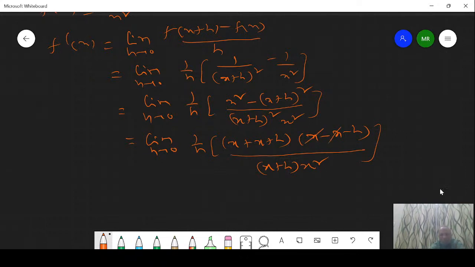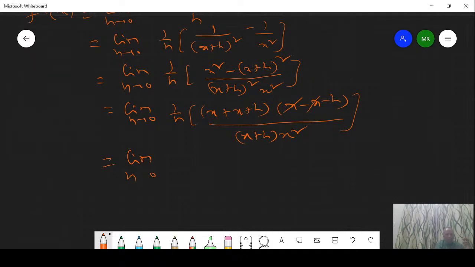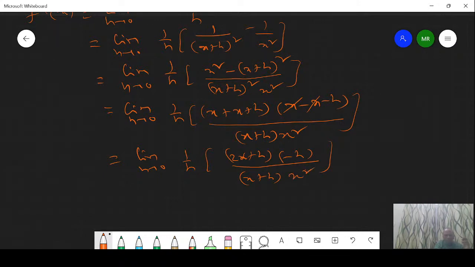Now you can simplify. Limit h tends to 0, 1 by h. This will be 2x plus h, correct? This will be minus h by (x+h) whole square into x square. The problem is important only. They're asking this in CBSE. Now you can see here, can I eliminate h? Eliminate h. Now substitute the limit.